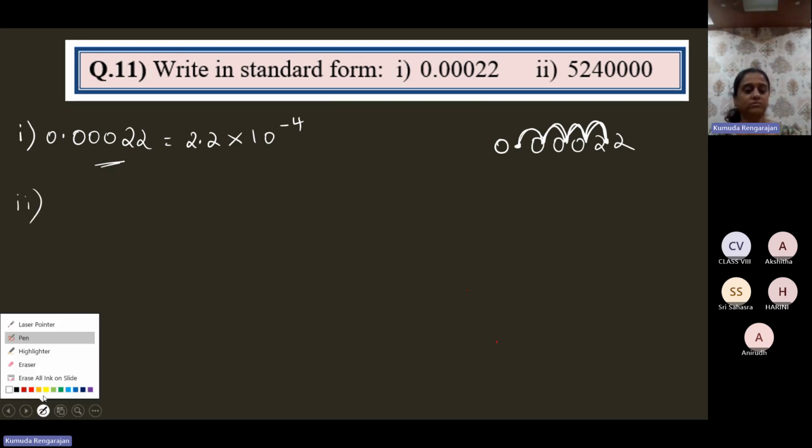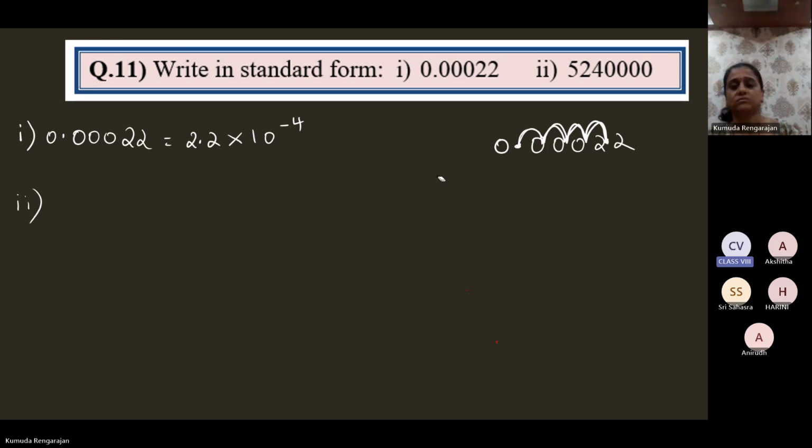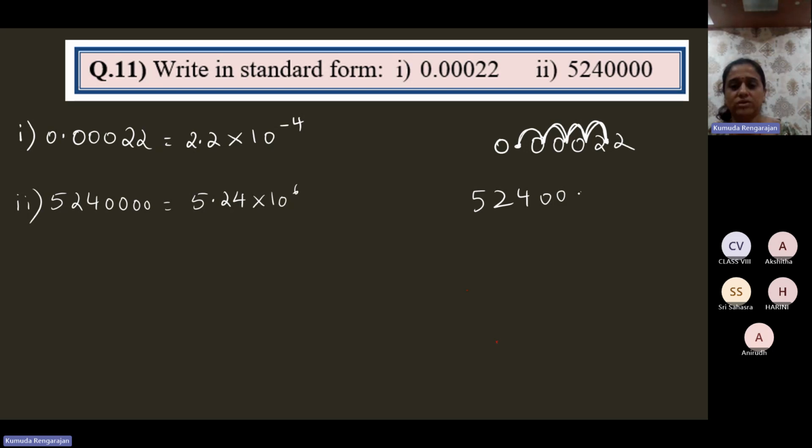Correct. Next one. Ma'am, can I say? Yes. Ma'am, the answer is 5.24 into 10 raised to the power 6. Correct. So the number is 524 followed by 4 zeros, where the decimal point is here. So you'll have to move it by 1, 2, 3, 4, 5, 6 places, so that it becomes 5.24, which is between 1 and 10.